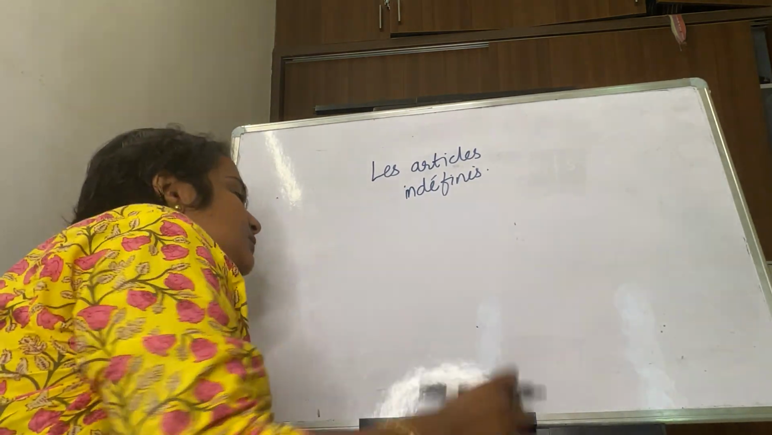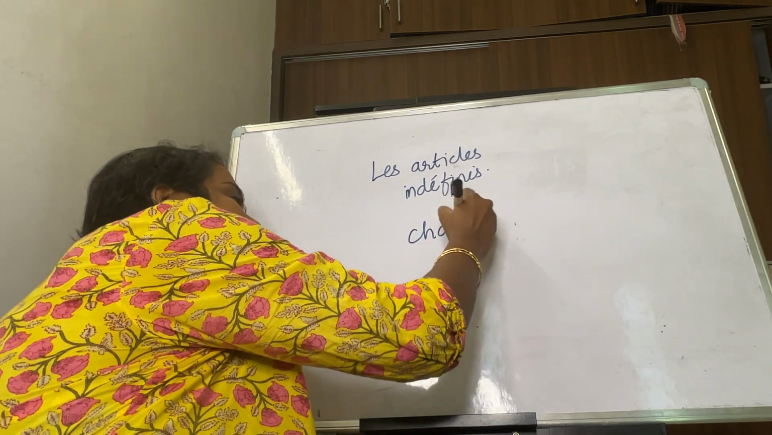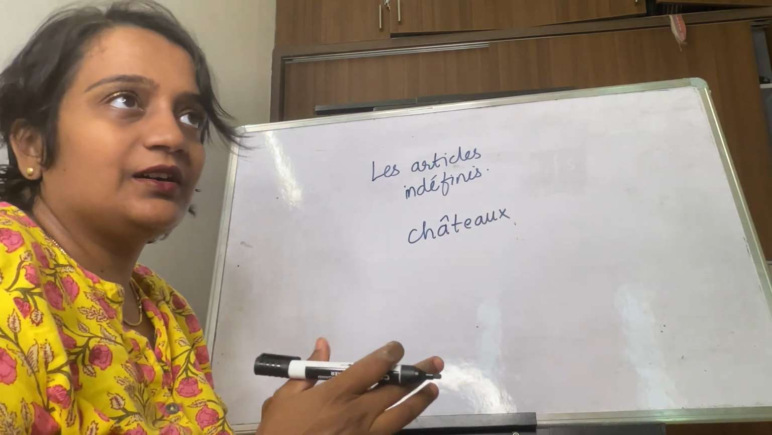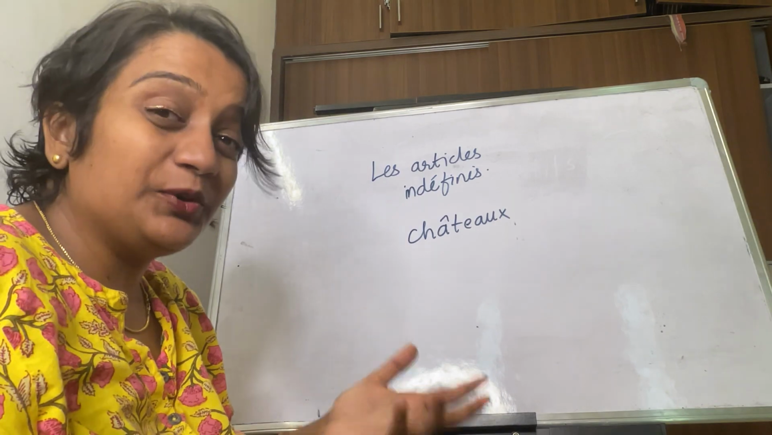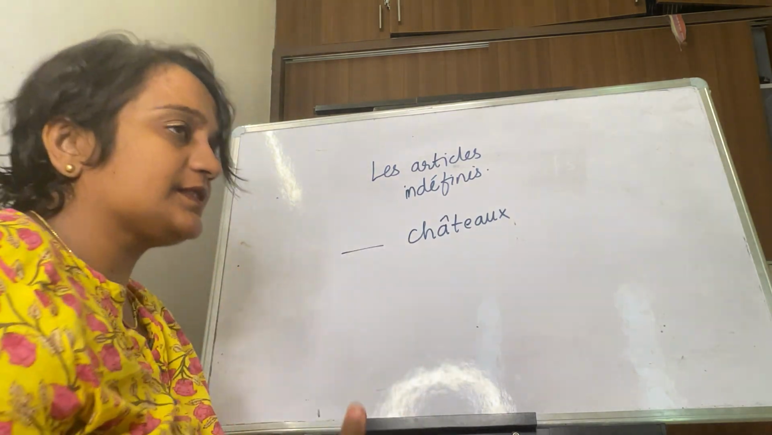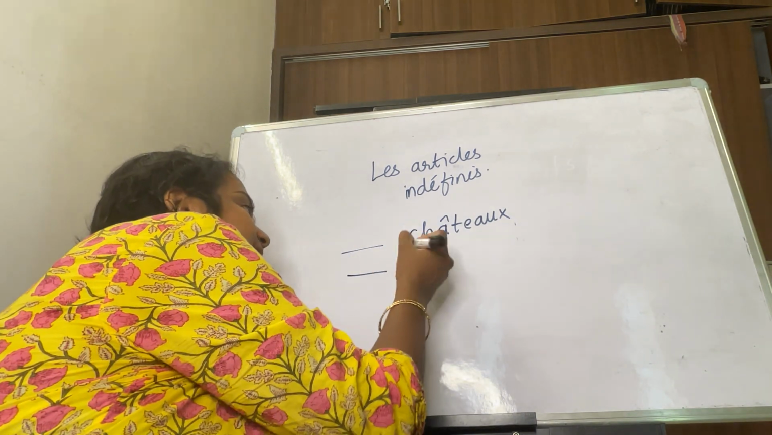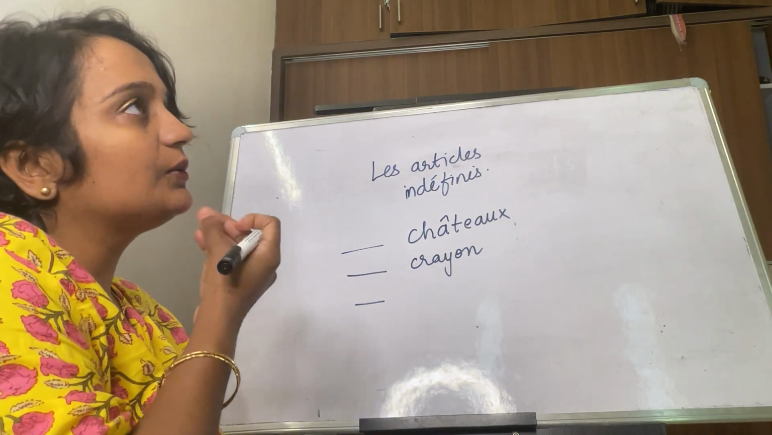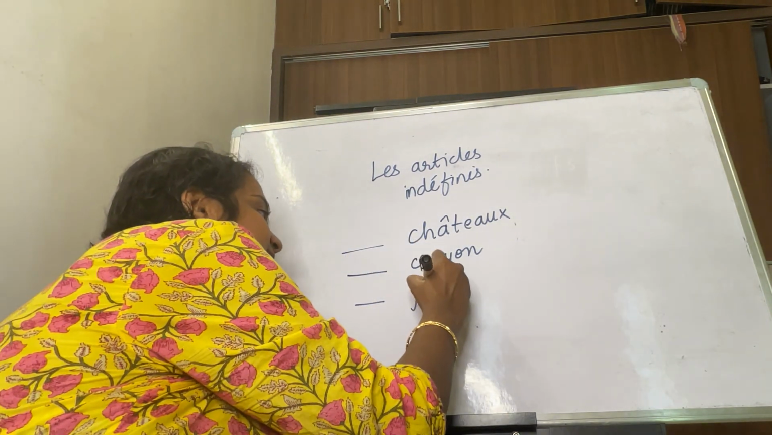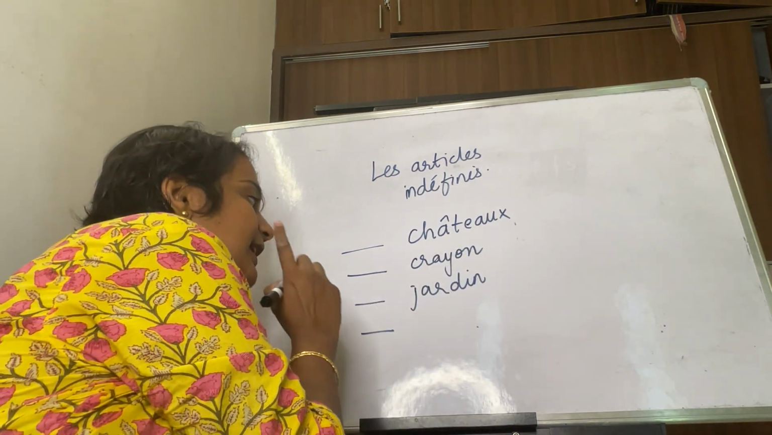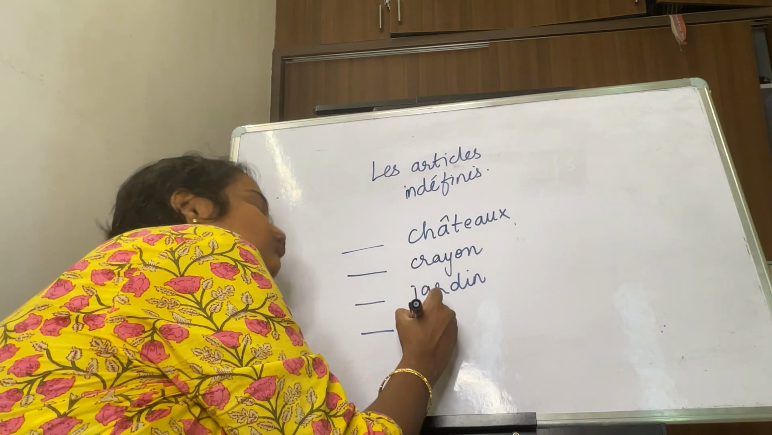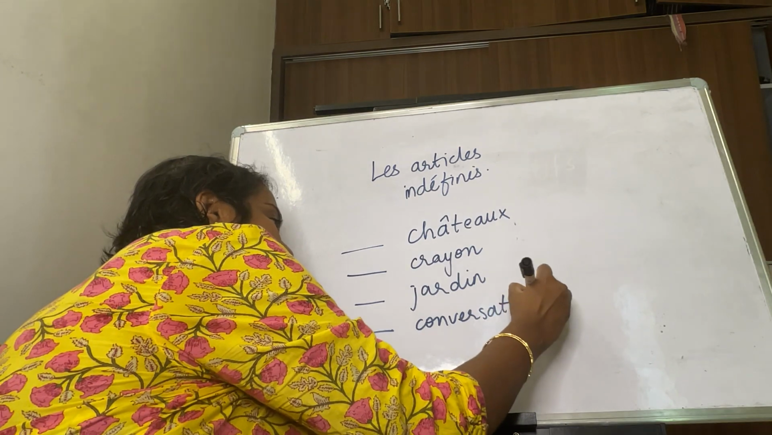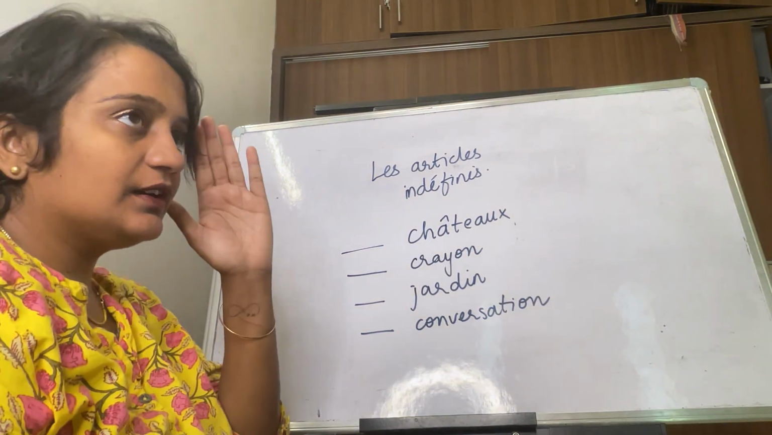So let's try a few different words. Let's try, for example, chateau, which is a castle or a fortress, traditional French architecture, very beautiful. Okay, chateau. So castles, and then let's try crayon, which is actually a pencil. Okay, what else? Okay, let's try a jardin, garden, and let's do conversation. Okay. All right.